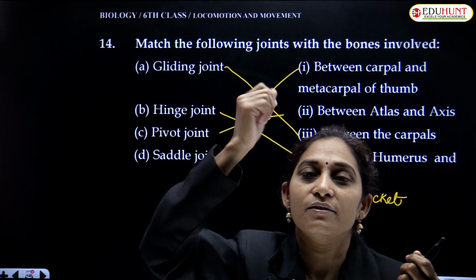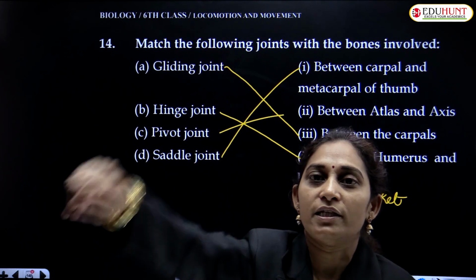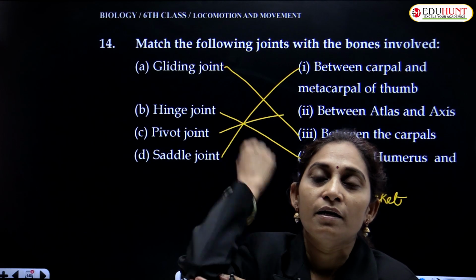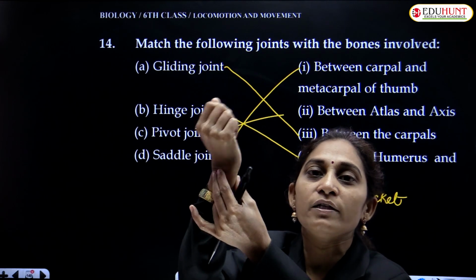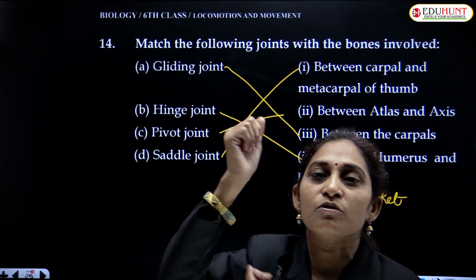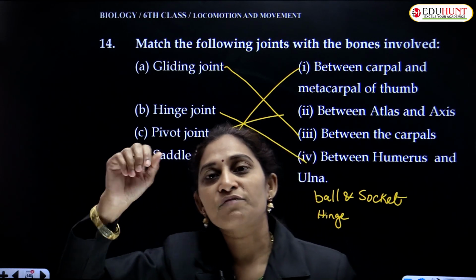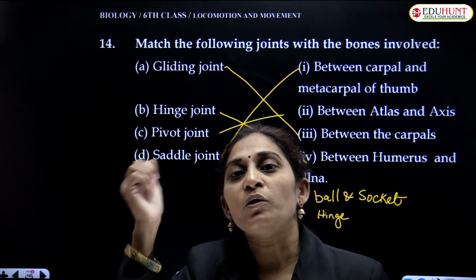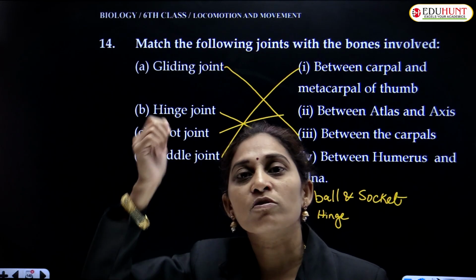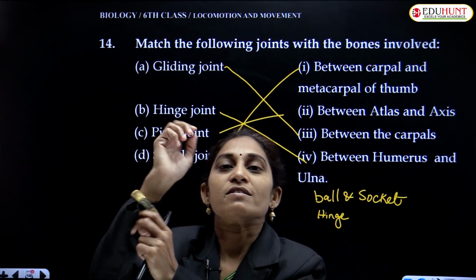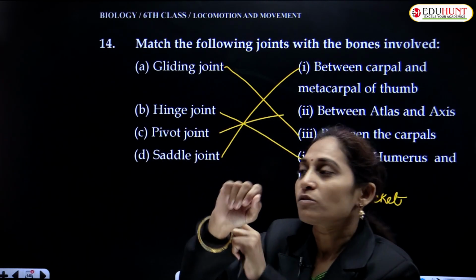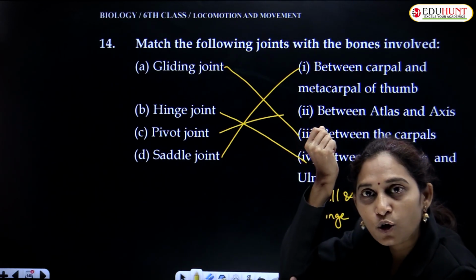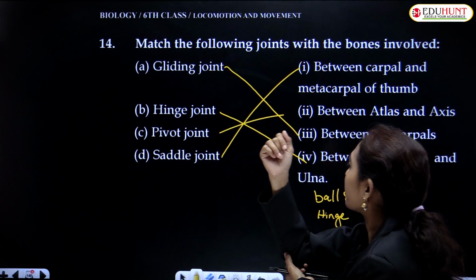Gliding joints. Okay. We cannot rotate the elbow; we can operate only one side. So this is a hinge joint. The wrist joint lets us move not only in this direction but also in this manner. That is why it is different from the elbow joint, that is the hinge joint.